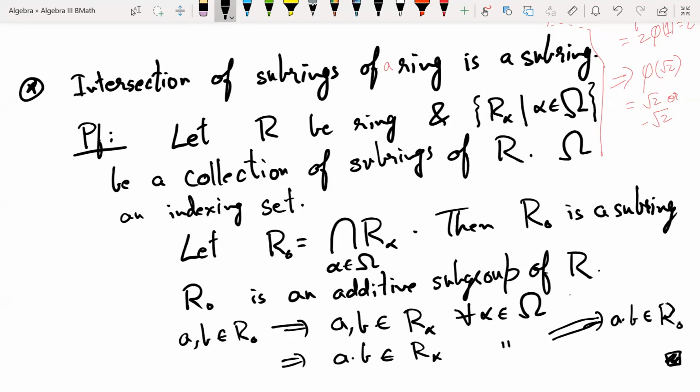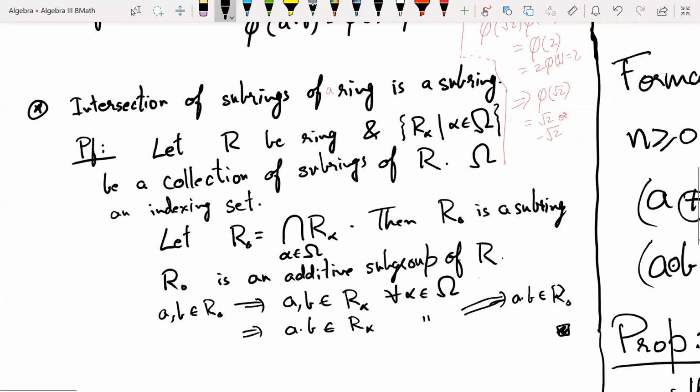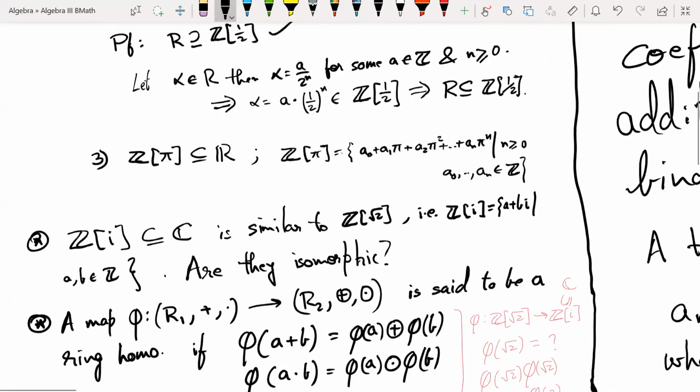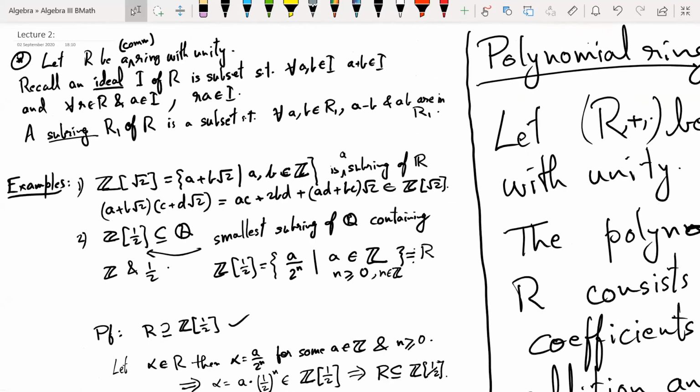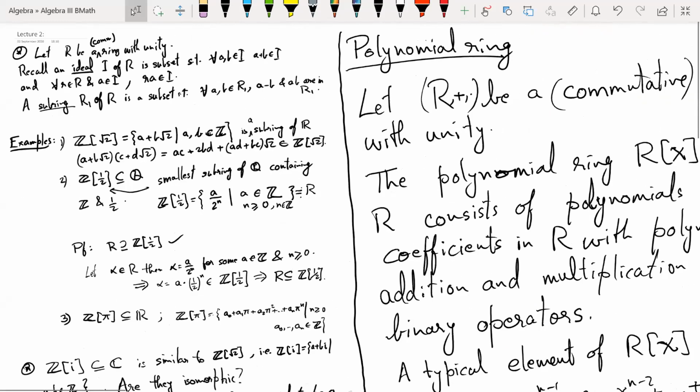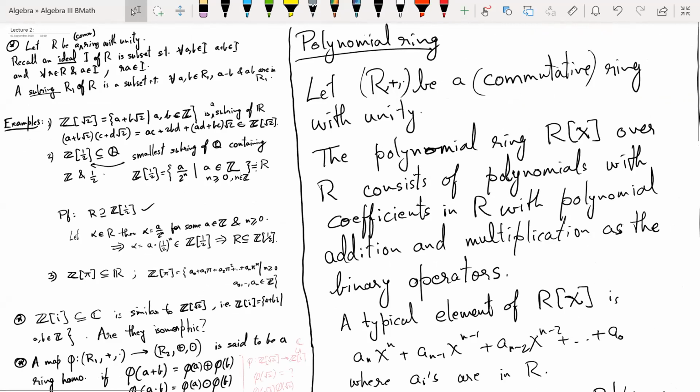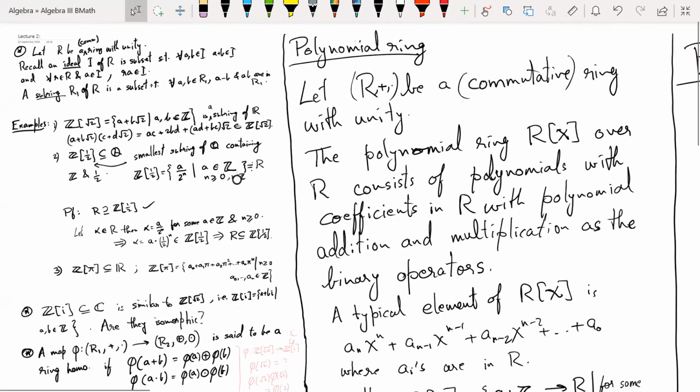Okay, so we started a bit late, thanks to Zoom. So maybe you want a break, or should I continue? Maybe we'll take a break after we complete this polynomial ring definition.